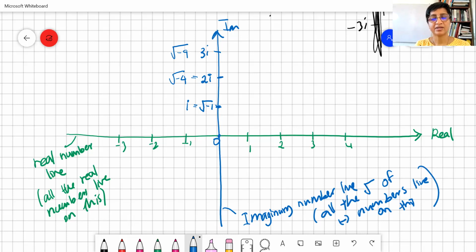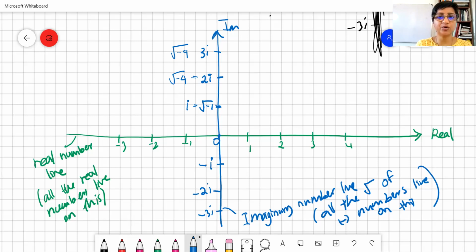And in between you have all the others. Just think about it: take the square root of any negative number you want and see whether you can find a place. It will be on this line. And then you have negative i, negative 2i, negative 3i, and so on.